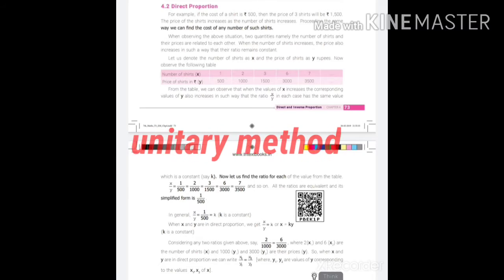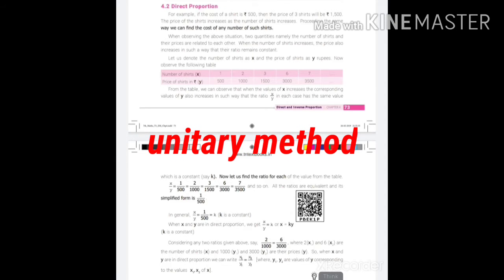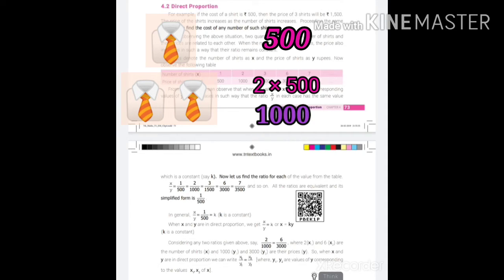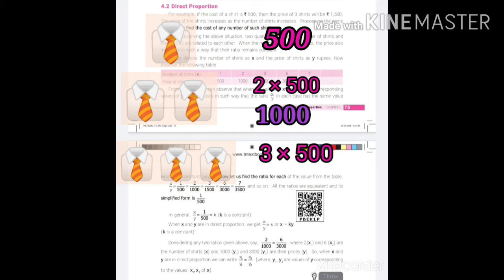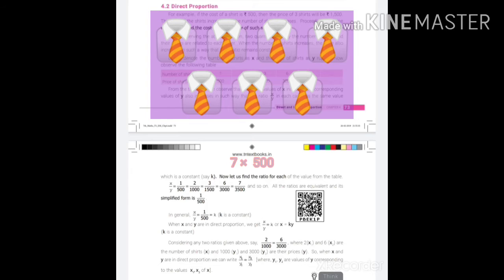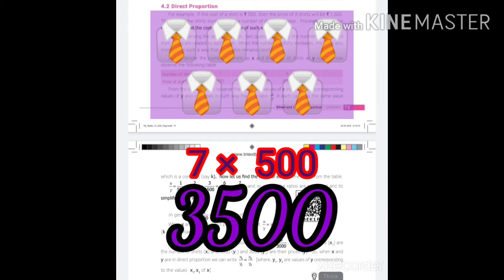By using the unitary method, we will multiply. That is, the cost of one shirt is rupees 500. The cost of two shirts, we will multiply 2 into 500, that is 1000. So the cost of two shirts is rupees 1000. Then the cost of three shirts is 3 into 500, that is 1500. Then the cost of four shirts is 4 into 500, 2000. Then what is the cost of seven shirts? 7 into 500, that is 3500. So the cost of seven shirts is rupees 3500.